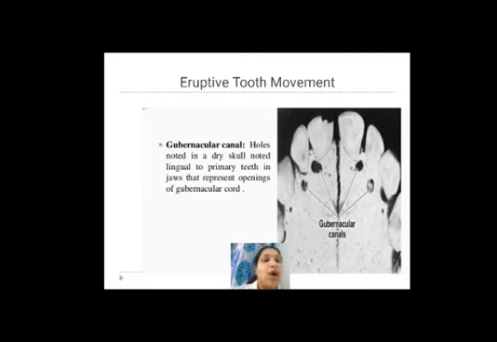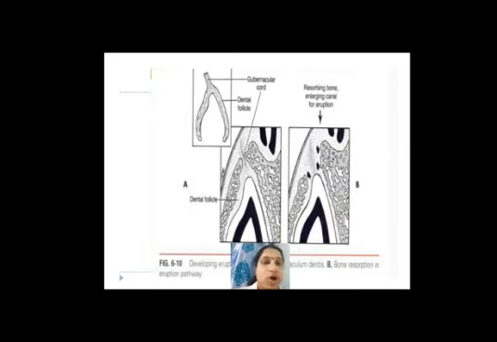So, during the moment of tooth eruption, the connective tissue which is present in the cord will get degenerated and a pathway will be created. Through that path, the tooth will erupt into the oral cavity. That path which is created is called gubernacular canal. You can see some holes in the dry skull, lingual to the primary teeth in the jaws. These holes represent the gubernacular cord.